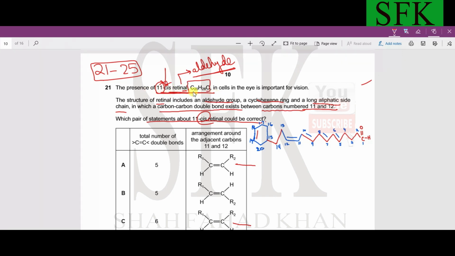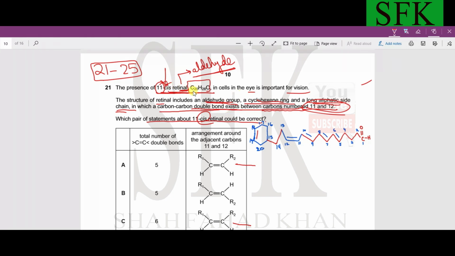This is the molecular formula that is given, and retinal, the "al" in the end, suggests an aldehyde group is present in here. And yes, this could be an aldehyde because there is only one oxygen atom in the molecular formula. In the cells in the eye, it is important for vision. The structure of retinal includes an aldehyde group, a cyclohexene ring, and a long aliphatic side chain in which a carbon-carbon double bond exists between the carbon atoms numbered 11 and 12. Okay, 11-cis would mean that a double bond is present after the 11th carbon.